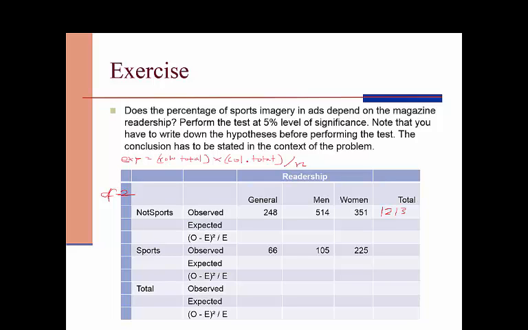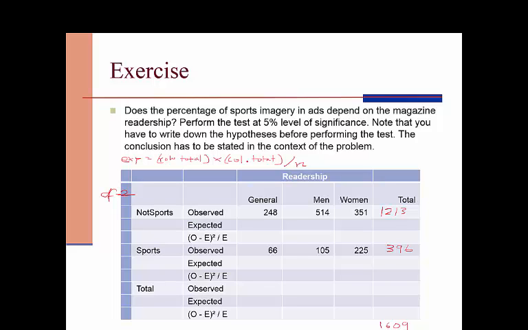Okay, and then for sports it's 66 plus 105 plus 225. And that is 396. If we add that to 1213, we get the total, which is 1609. Okay, and now we can also add across the rows.